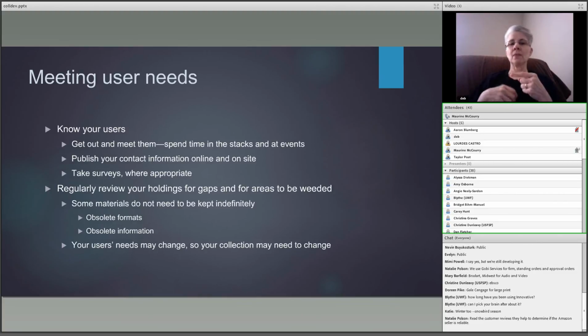So, meeting user needs. I've been mentioning this throughout this presentation: you need to know your users. You need to go out and meet your users and spend time with them, whether it's in the stacks or at events your library is sponsoring, even at other events in your community or at your institution. Get to know the people that you're serving with your collection. It will help you to develop the collection in the way that it needs to be developed.